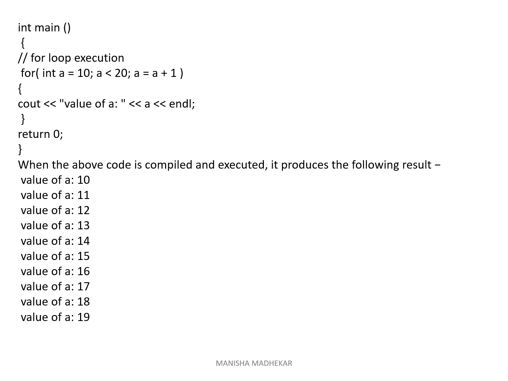Here it will check the condition. Yes, the condition is true. It will print the value as 12. Now this will be executed until the value of a becomes 20. When the value of a becomes 20, the condition becomes false because we are checking a is less than 20. And when a is equal to 20, it is not less than 20. So it will come out of the loop.